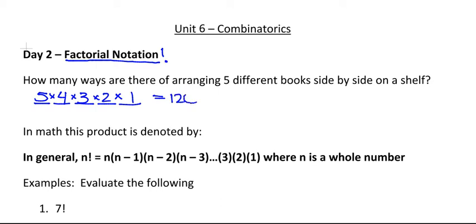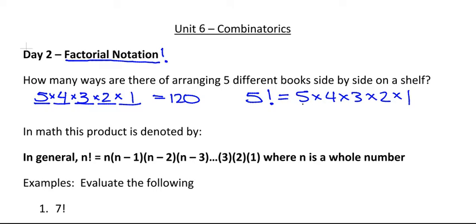Now in this unit, it's often useful to use factorial notation, which makes writing something like 5 times 4 times 3 times 2 times 1 easier. So factorial notation works like this. 5 factorial, written with an exclamation mark, means 5 times 4 times 3 times 2 times 1. So wherever you start, you're decreasing by 1.